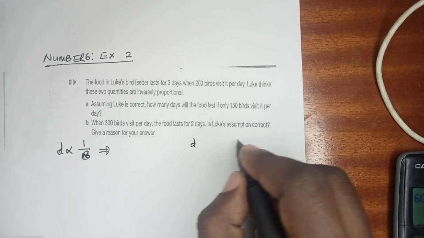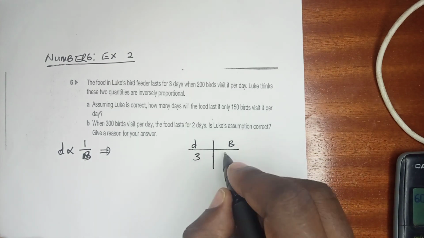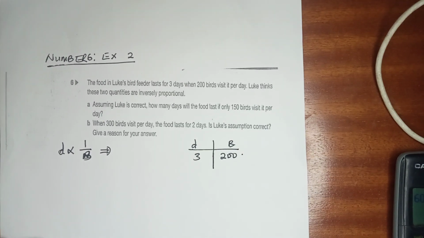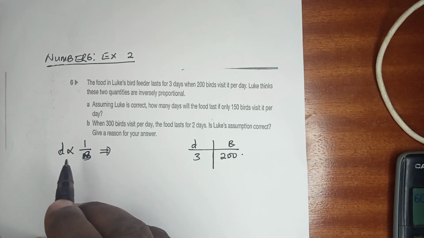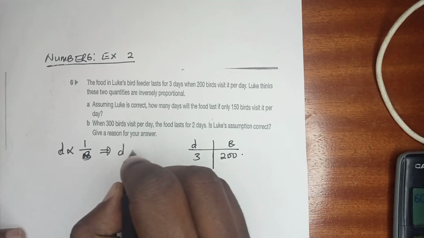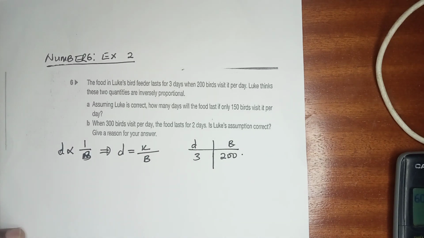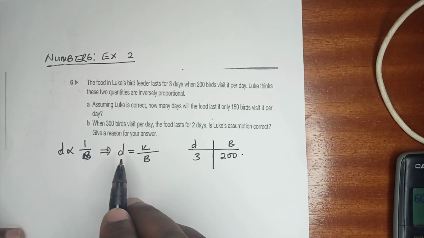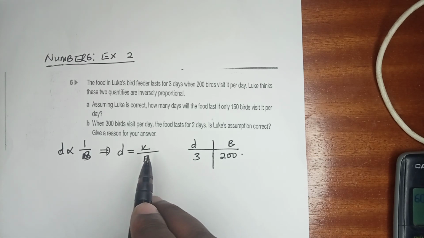We are also told that we have days and birds. In one instance, we have 3 days when 200 birds are visiting the nest. Let us use these details in this inverse proportion relationship. But before that, we have to bring in the constant of proportionality and say the number of days D is equal to K over B, where K is the constant of proportionality. Please remember that D is a variable. The number of days keeps changing.